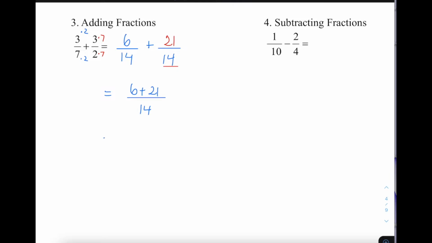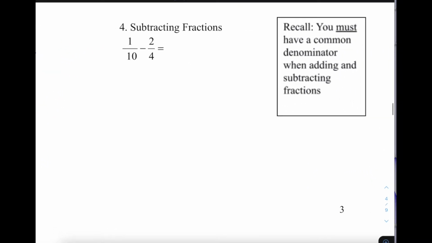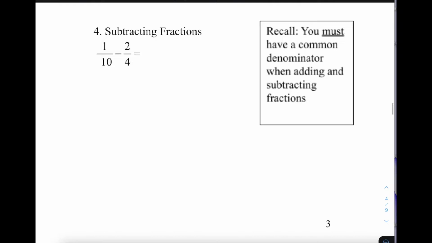So first, I write it over the single common denominator, and then I can add the 2 quantities to get 27/14. I cannot reduce this fraction because the numerator and denominator do not have a number that divides them both. Okay, in the case of subtracting fractions, I also need a common denominator, an LCD.